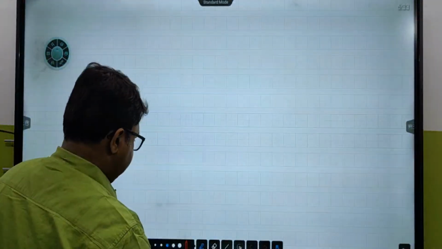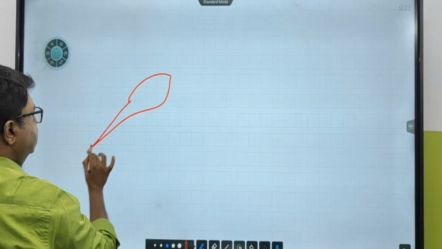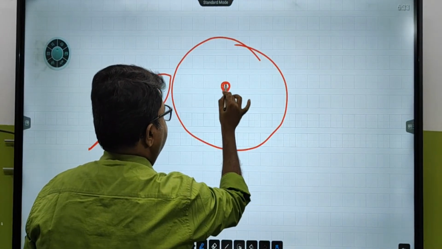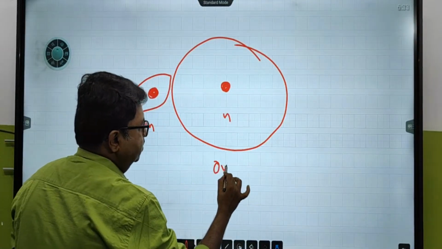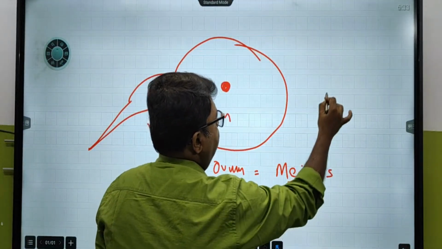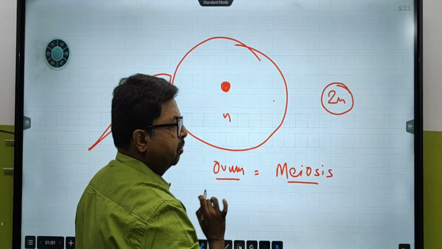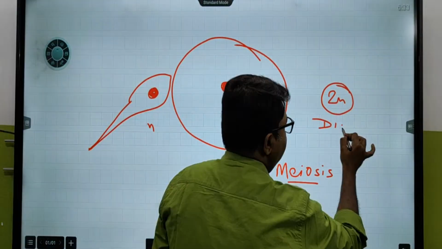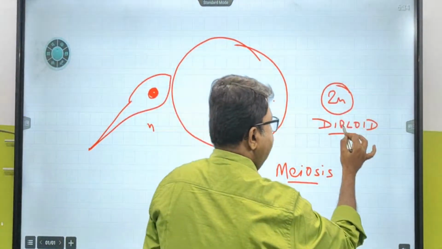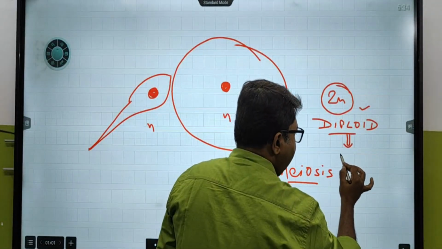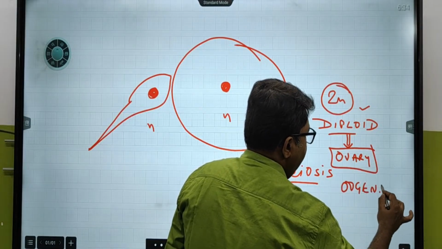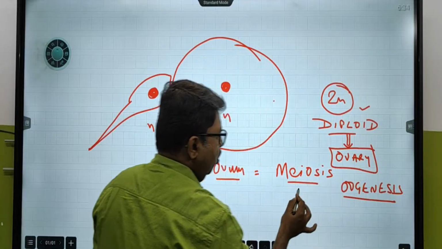So, for example, say this is a sperm with chromosome number n, and this is an ovum, also having chromosome number n. Now this ovum is a result of what? It is a result of meiosis, because the body from which the ovum has been produced is having a diploid number of chromosomes. The entire body is diploid, so only in her ovary this process called oogenesis takes place. And during oogenesis, the ovum is being produced.